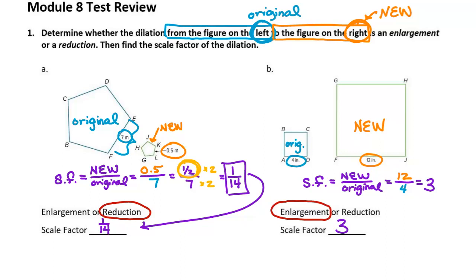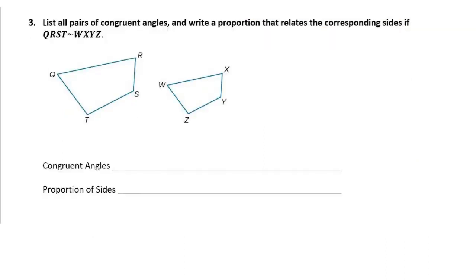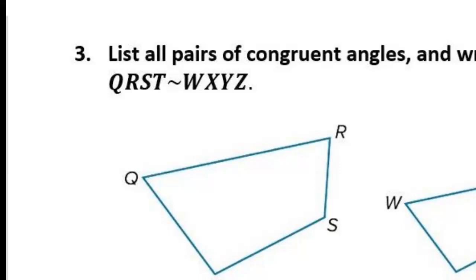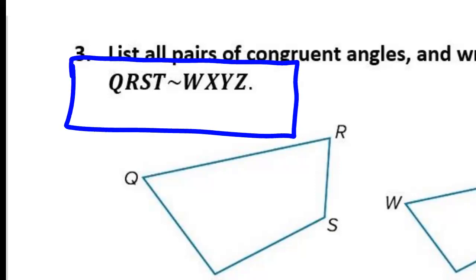Yes. Number 3, absolutely. We want to list all of the congruent angles, and we want to write a proportion that relates the corresponding sides. We could do this problem even without the pictures. All we need to do this problem is the similarity statement. Remember, that similarity statement already matches up the corresponding and therefore congruent angles, and it matches up the corresponding sides.